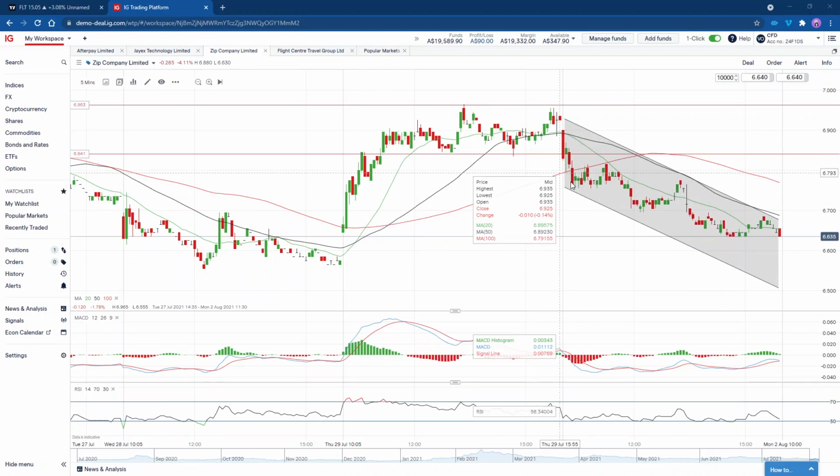So let's take this for example. Stop loss is extremely important. It sounds so simple, but unless you implement it properly, you can lose a lot of money. So let's go through stop loss one more time.